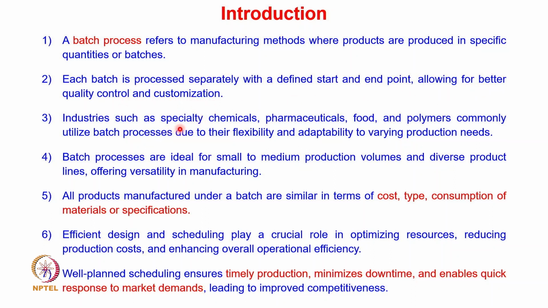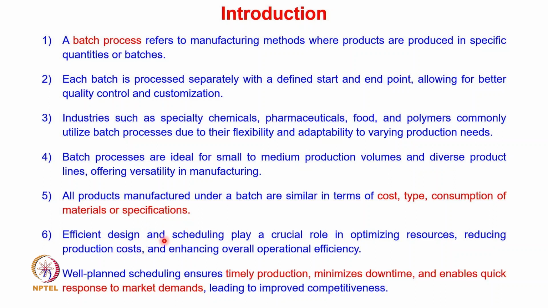If you look at industries such as specialty chemicals, pharmaceuticals, food, polymers, people commonly use batch plants, batch processes, due to their flexibility and adaptability to varying production needs. Batch processes are ideal for small to medium production volumes and diverse product lines, offering versatility in manufacturing. All products manufactured under the batch are similar in terms of cost, type, consumption of the materials or specifications.